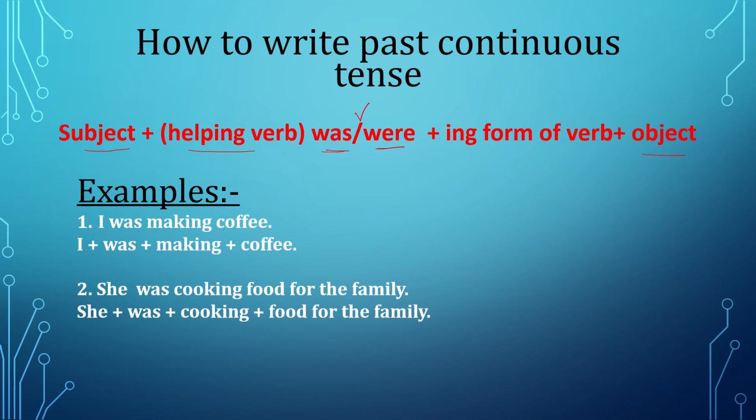For example, I is the subject here. Then the helping verb, with I we use was, and then making is the ing form of the verb make, and then the remaining sentence. So the sentence is converted into the past continuous tense. She, the subject, then was, then cooking is the ing form of the verb cook, and then the remaining sentence. So this is the sentence in the past continuous form.